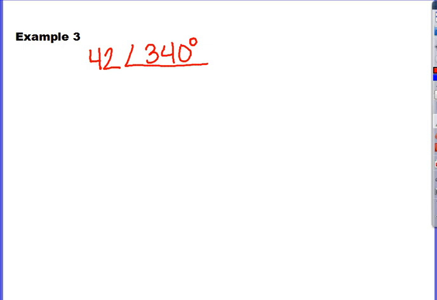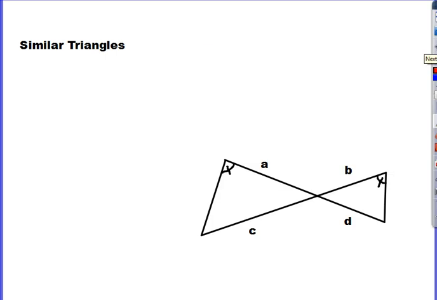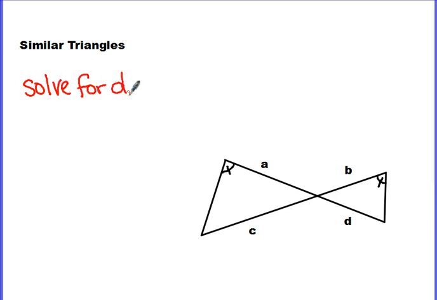We're going to move on to similar triangles. We just have one example that I'm going to walk through very quickly with you. These are two similar triangles. We have their side lengths represented by variables. Normally we've been doing this with numbers, but we're going to do it with variables. We're going to solve for one variable in terms of the other. So in this case, I want to solve for side D. So we're going to look for D.